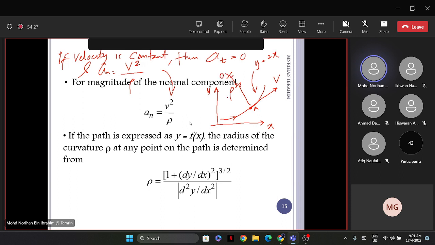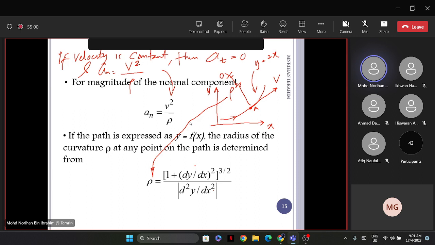So rho in this case can be obtained by using the equation: rho is equal to 1 plus (dy over dx) to the 2, close bracket, for this overall equation on top of this line, to the power of 3 over 2, divided by d squared y over dx squared.